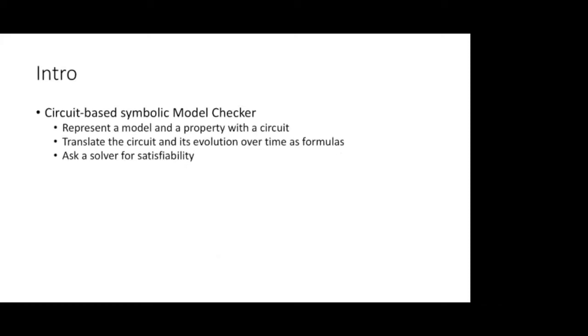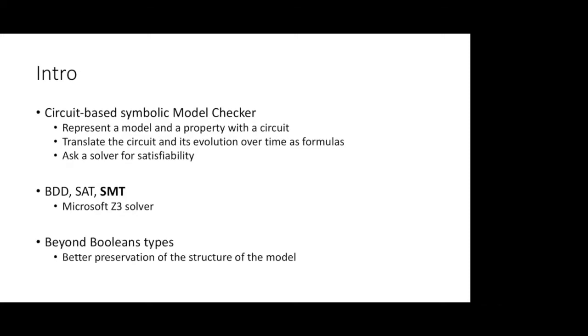It means that the model and the property to be verified are both represented as a circuit. Then the circuit is taken and translated, together with its evolution over time, as a set of formulas. And the formulas are passed to a solver to check for satisfiability. The potential solvers that one could use for symbolic model checkers are, for instance, BDDs, SAT solvers, or SMT solvers. And this latter is the choice for Intrepid. In particular, we rely on the efficient Z3 solver from Microsoft.